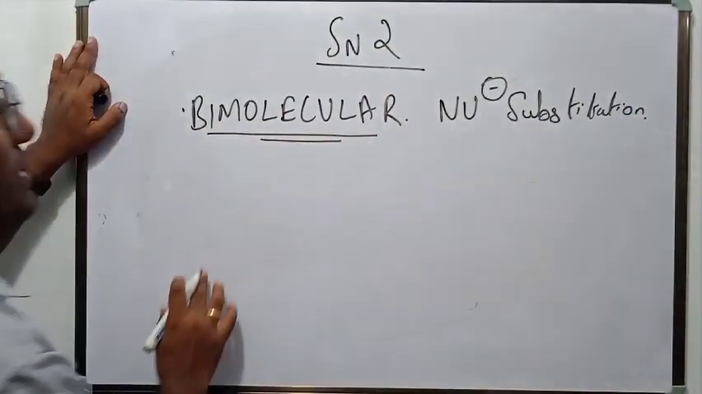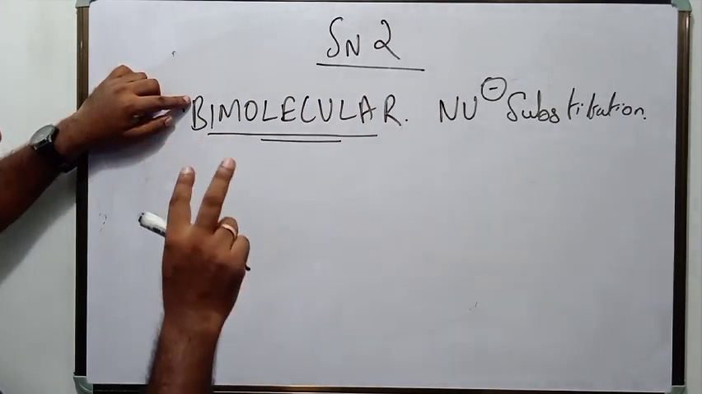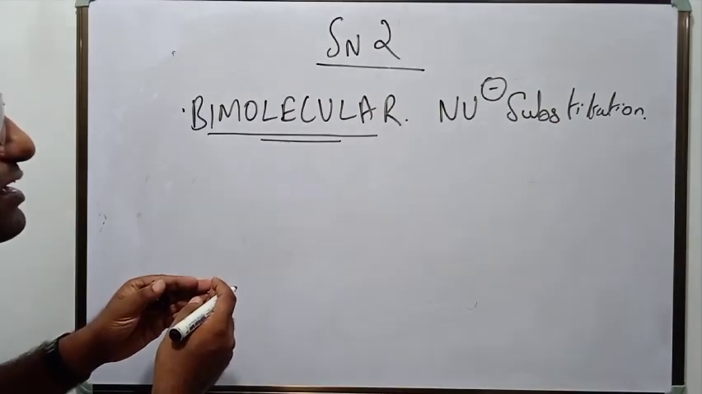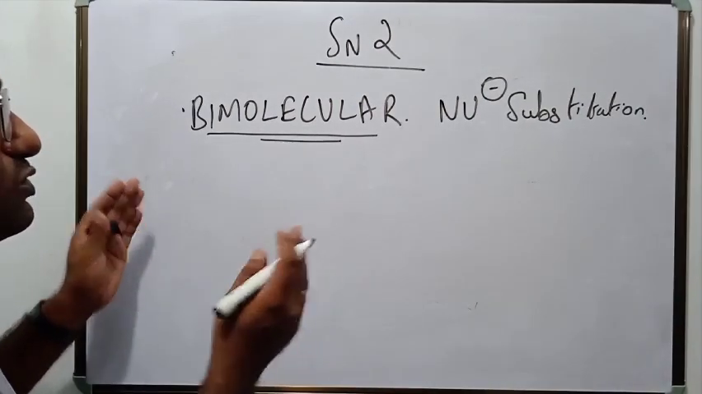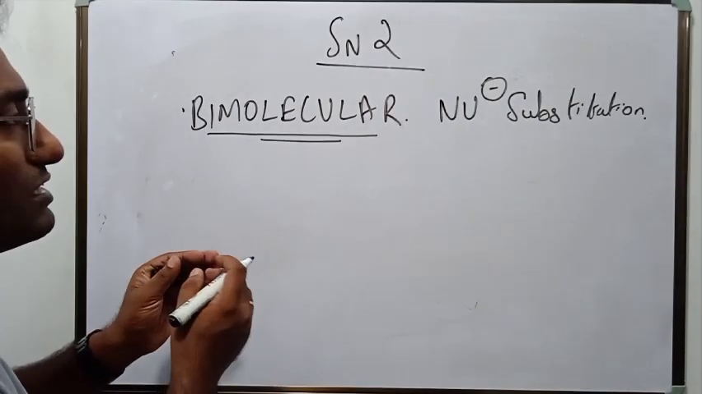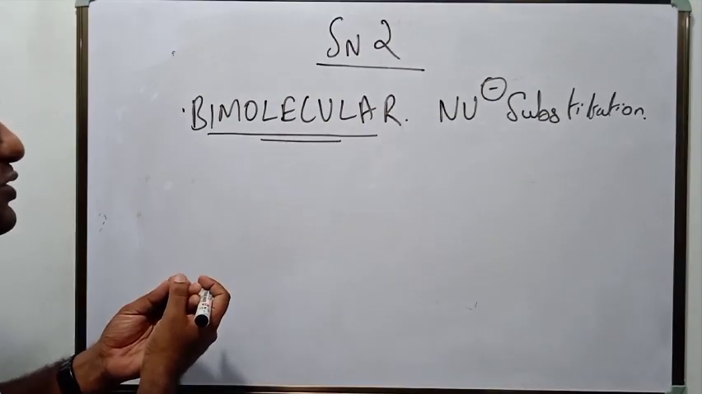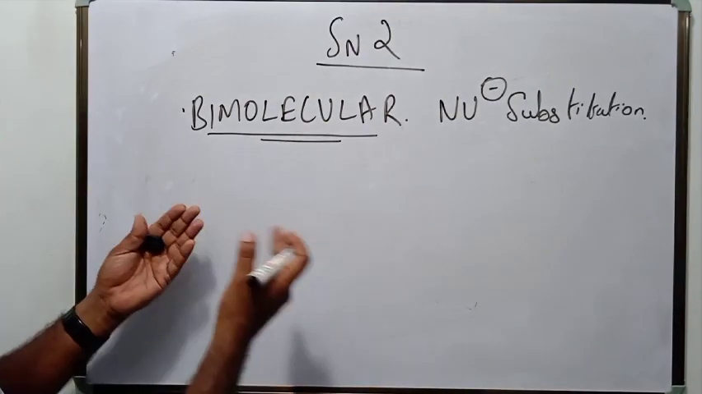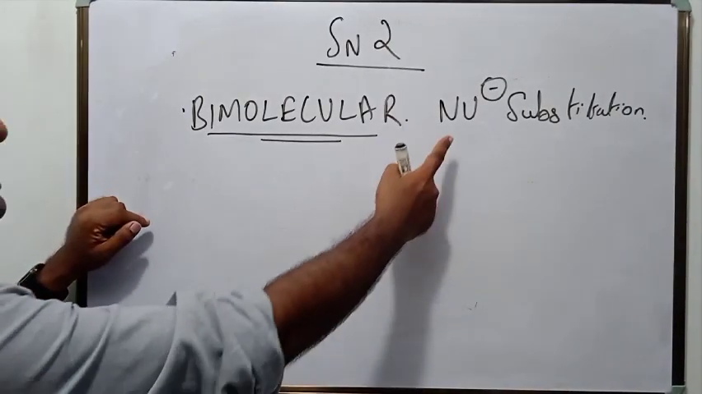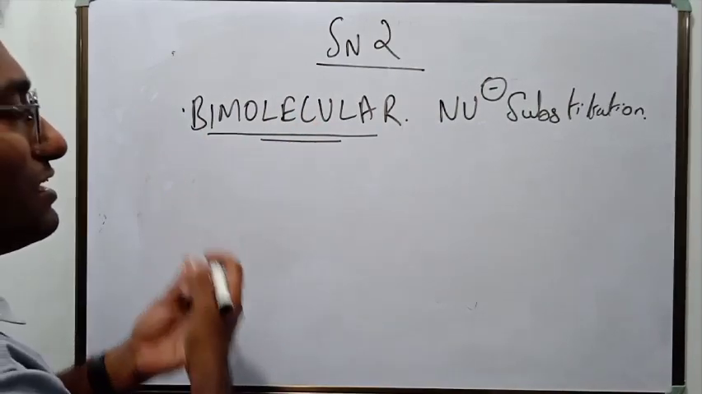Bimolecular. That means two molecules are involved. If two molecules are involved, what would happen between them? If in a reaction two molecules are involved, then what would be the probable mechanism of the reaction? Yes, it will be collision. So these two molecules are colliding with each other. Which two molecules? Alkyl halide and nucleophile, right? So they are colliding with each other.